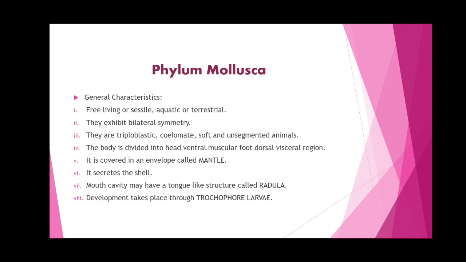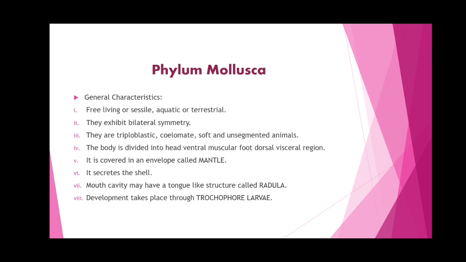The organisms belonging to this group are snails and freshwater mussels. They are also triploblastic. They have a true body cavity, so they are known as coelomates. Their bodies are soft and unsegmented. Body is divided into head, a ventral muscular foot, and dorsal visceral region.